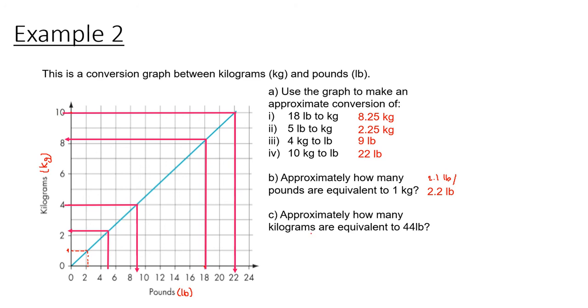And part C says approximately how many kilograms are equivalent to 44 pounds. Now you'll notice that 44 pounds is not on here, but we can use this one. 22 pounds is half of 44. Now we know that 22 pounds is equal to 10 kg. Therefore, if we double it, times it by 2, it gives us 44 pounds. And if we double 10, that will give us 20 kg. So use the numbers on the graph to see if you can multiply anything to give you that. So we just doubled it, and we have approximately 44 pounds is equal to 20 kg.